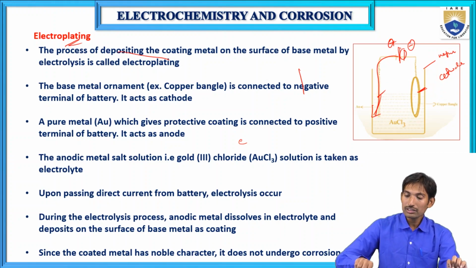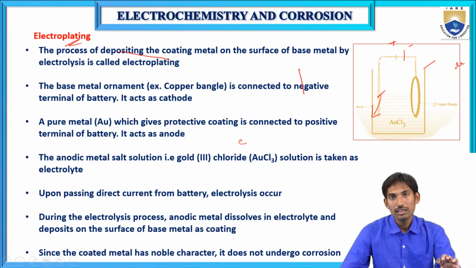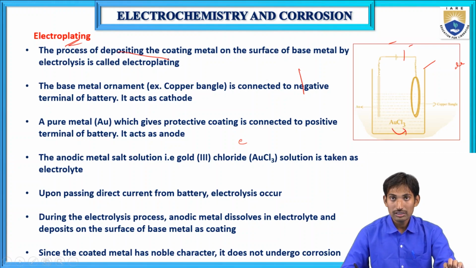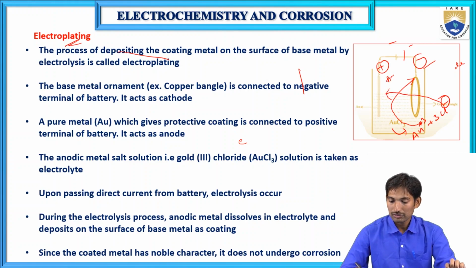See, the negative terminal is connected to the copper bangle and the positive terminal is connected to the gold, and here the electrolyte solution is AuCl3. AuCl3 is the electrolyte. It decomposes into Au3+ and 3Cl minus. So this is the negative terminal, this is the positive terminal. The electrolyte is present in the electrode system. These positively charged ions migrate towards the negative terminal, that is towards the copper bangle. These 3Cl minus ions migrate towards the anode, the positive terminal.